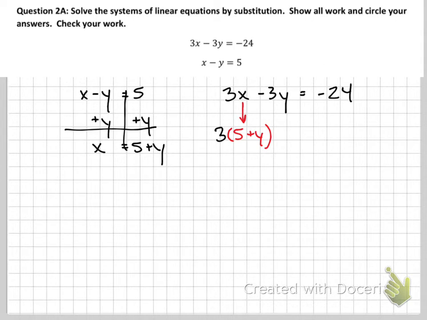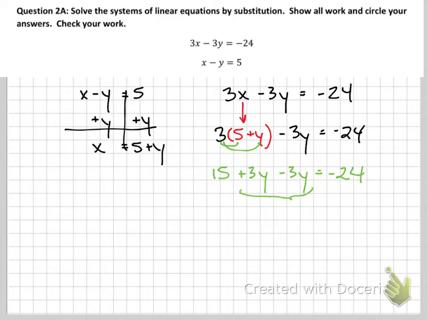So I have 3 times the quantity, 5 plus y, minus 3y equals negative 24. Then I'm going to distribute the 3. 3 times 5 is 15. 3 times y is 3y. Now I'm going to simplify by combining like terms. Plus 3y minus 3y is 0y. So I have 15 plus 0y equals negative 24. This goes away, so I end up with a statement that says 15 equals negative 24.